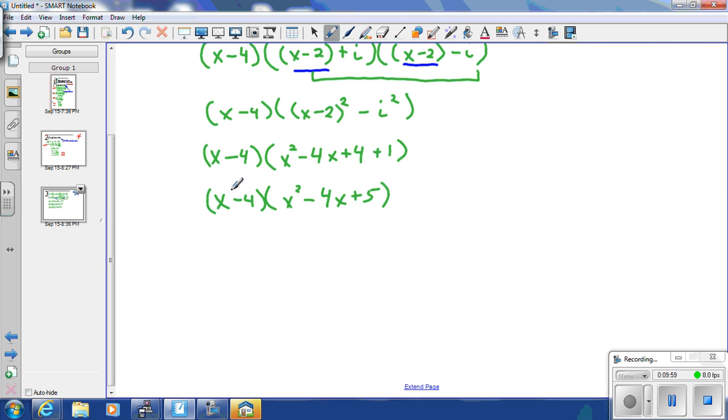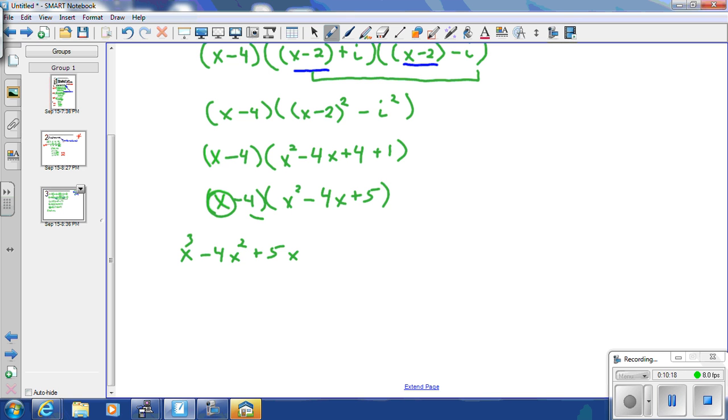So I've got one more job to do, and that is to multiply this stuff out. So we're going to do that by distributing. First I'm going to start with the x, and I'm going to distribute that to all three of these things. That's going to look like this: x cubed minus 4x squared plus 5x.